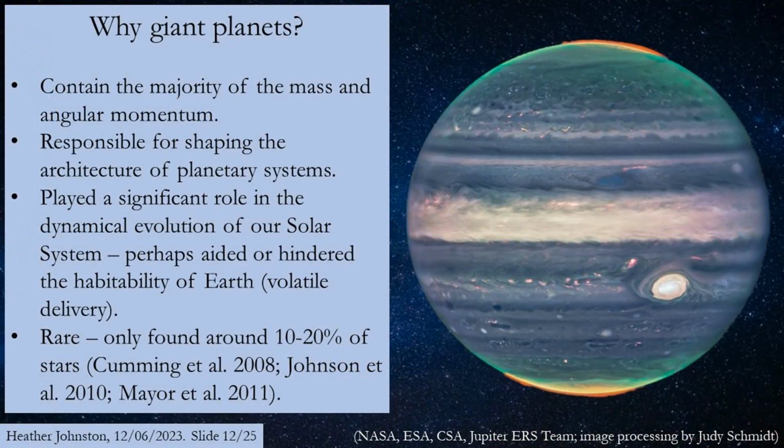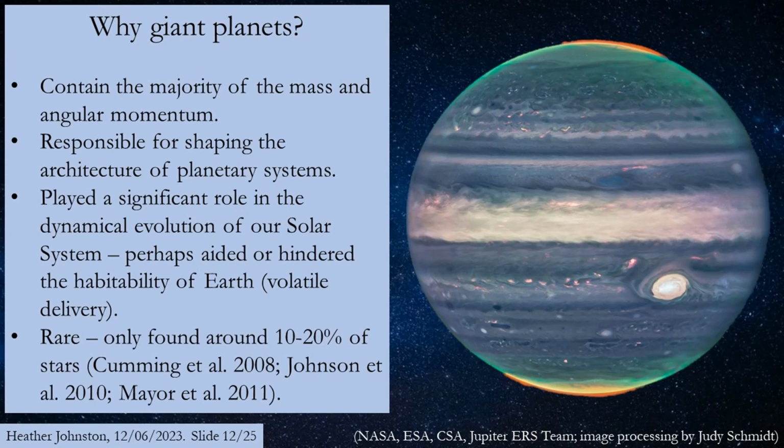Okay. And here we have my favourite photo from the JWST release, which is Jupiter in the infrared, I believe, which is a very cool photo. So now we're on to why I am specifically interested in giant planets. They contain the majority of the mass and angular momentum in a system, which essentially dictates how any of the resultant solar system is going to form, and basically the architecture and what kind of planets there are.